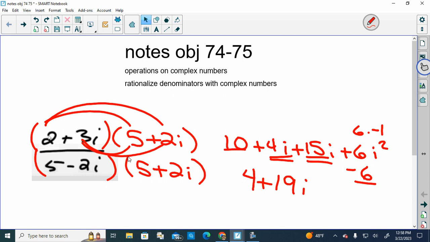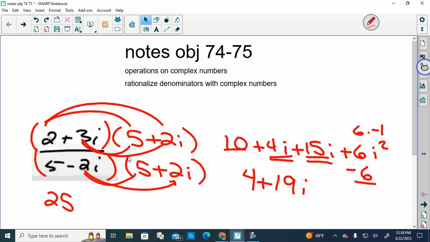Okay, so now I need to distribute the denominator. 5 times 5 would be 25. But this next one, they cancel each other out, if you can remember from the radical one. When I distribute 5 to 2i, it's going to give me 10i, right? And then this is going to give me a -10i. So they're just going to cancel each other out, so really I don't need to worry about this.